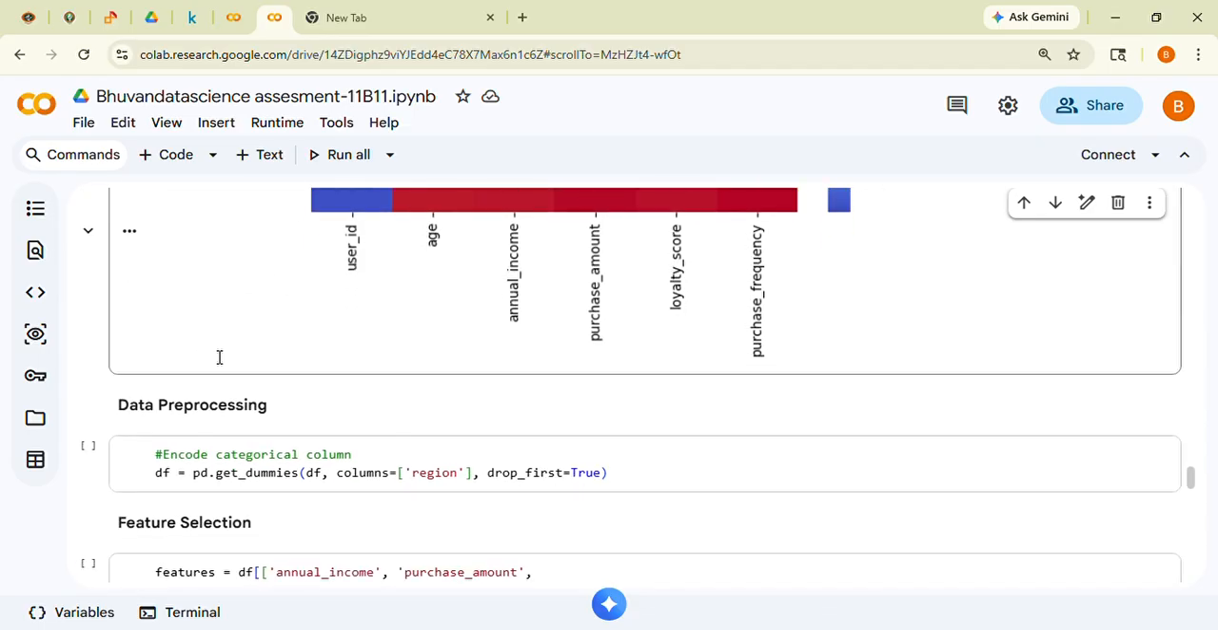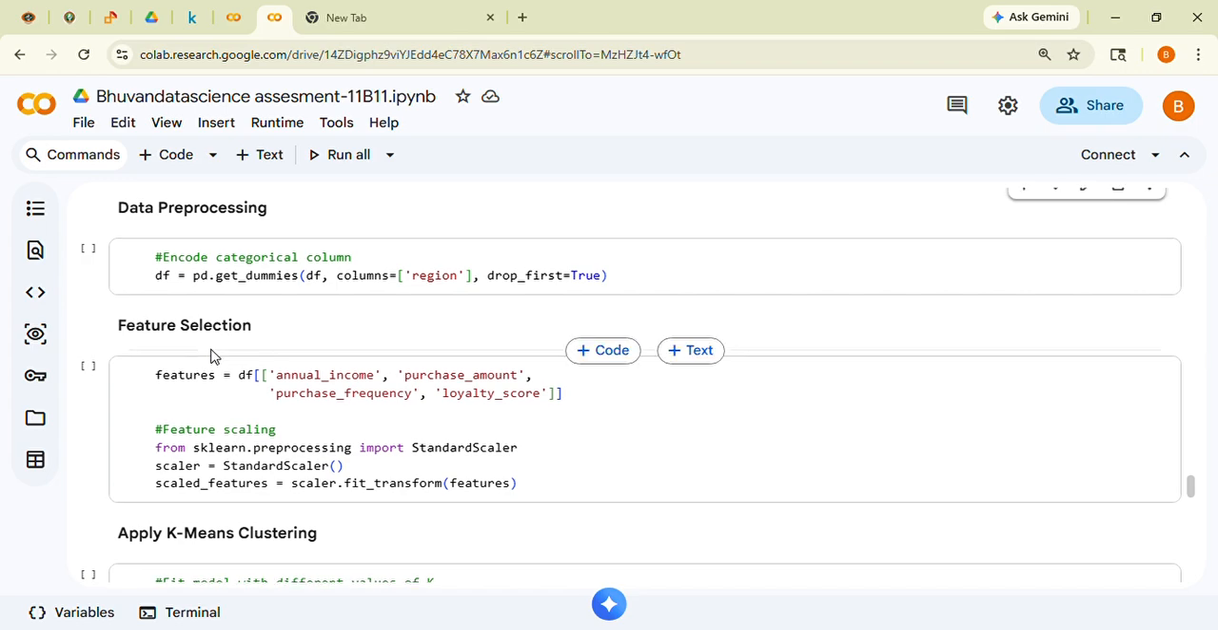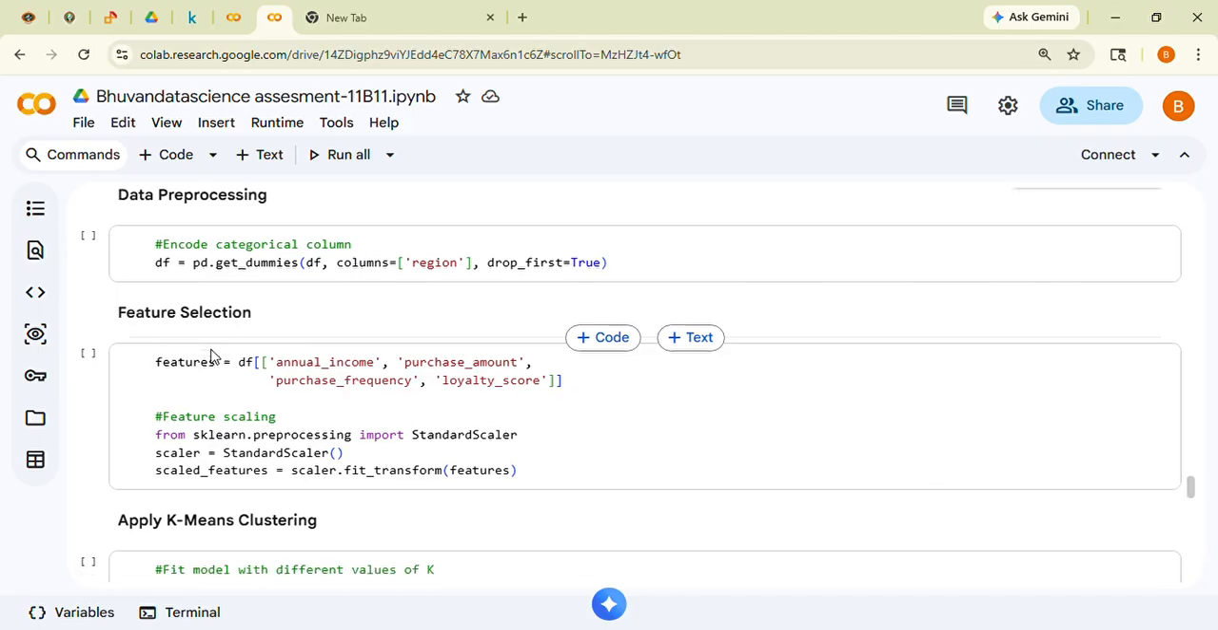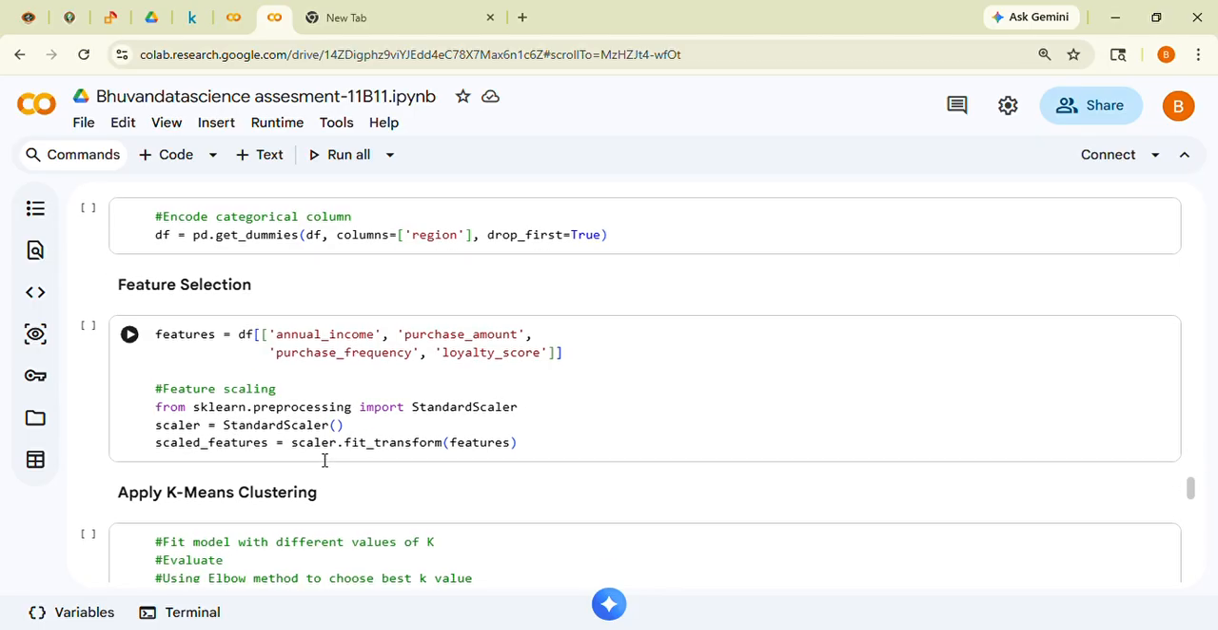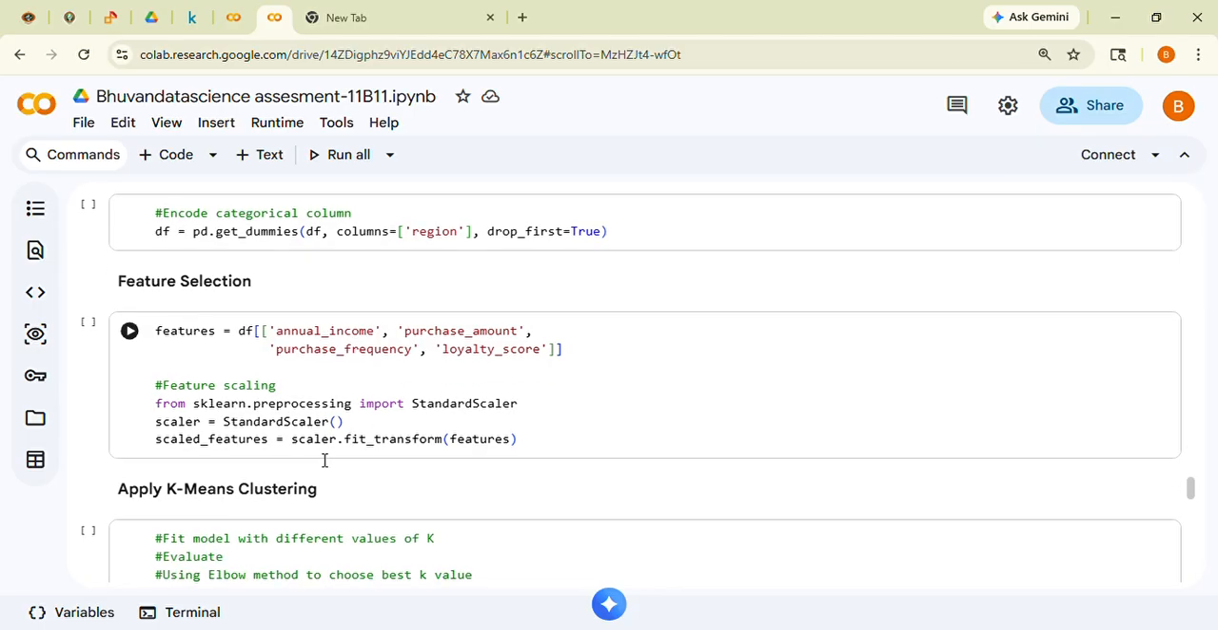After this, I moved on to data pre-processing. Before applying k-means, I did pre-processing. First, I converted the region column into numerical format using one-hot encoding because machine learning models cannot understand text directly. Then I applied feature scaling using standard scaler. Here you can see standard scaler I use for feature scaling. This is important because k-means works based on distance, so all features should be on the same scale.